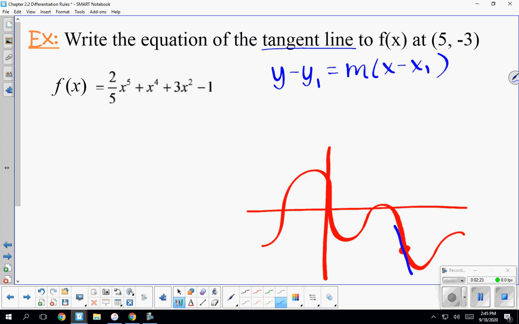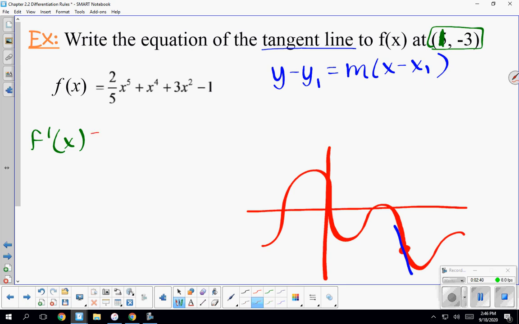So we're going to use point-slope form because we know the point of tangency, and we can use the derivative to find the slope at that point. And I'm actually going to change this to the 0.13. I think it says 1 in your notes.